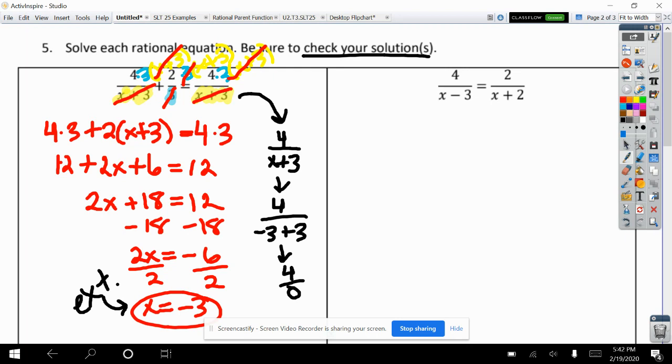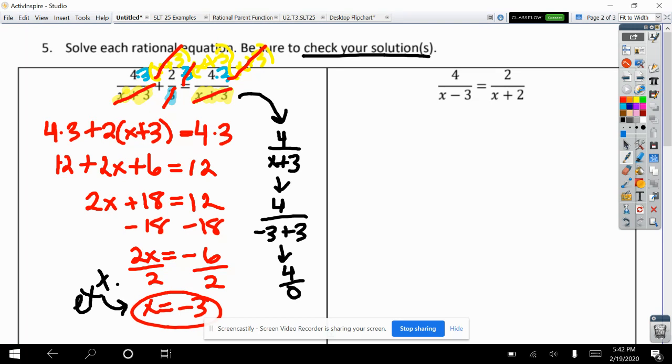Again, the way you can go back and make sure your solution works, but if you're just checking to see if it's extraneous, you really just need to look at all the denominators in the original equation and see if you could get 0 when you plug in your solution. All right, let's do another one.